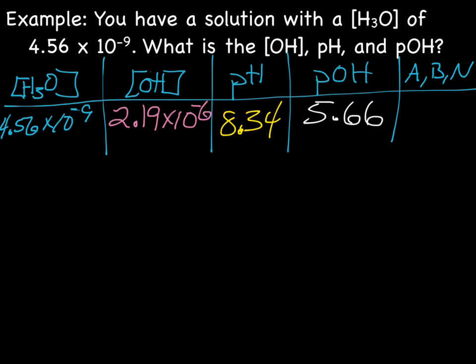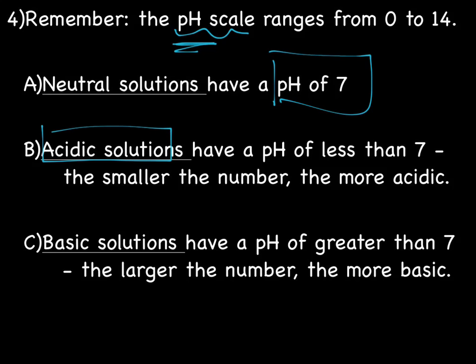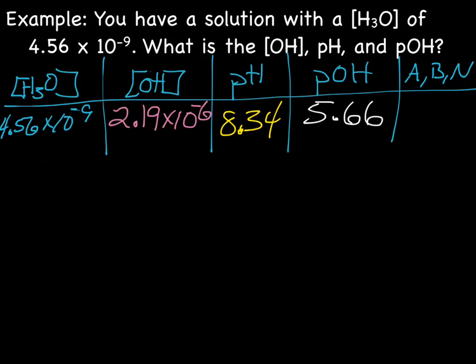Okay, the last thing we need to figure out is if our solution is acid, base, or neutral. How do we do that? We're going to be using the pH scale. Something with a pH of 7 is neutral. Acidic is going to be something less than 7. Basic is going to be something greater than 7. Remember, though, we're talking about pH. So let's look back at our problem. Our pH is 8.34, which is greater than 7, which means that our solution is basic.